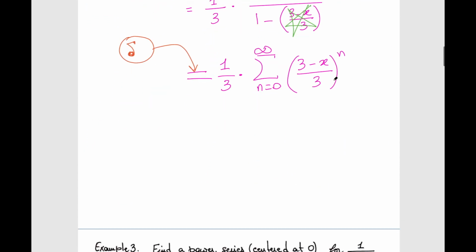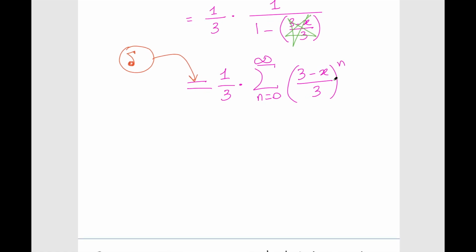So this is true for all x such that |(3 minus x) over 3| is less than 1. This is what it means that the absolute value of the star is less than 1. Agree with this? Okay, and what does it mean for x? What does this mean for x?